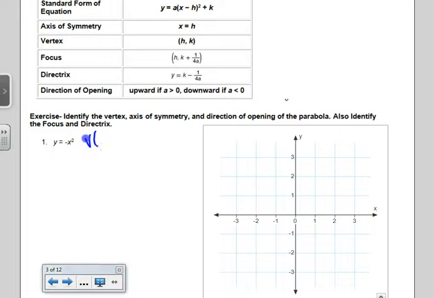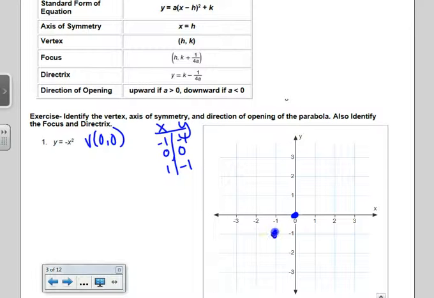The vertex, of course, is at (0, 0), because there's 0x and 0h and 0k. And then when we think about a t-table, remember we control the numbers that we put into the t-table. I'm going to pick symmetrical points. So I'm going to choose a negative 1 and a positive 1. If I were to substitute in the negative 1, that'd be negative 1 squared and then times another negative 1. So it'll be a negative 1. Same thing when I substitute in the 1, I get another negative 1.